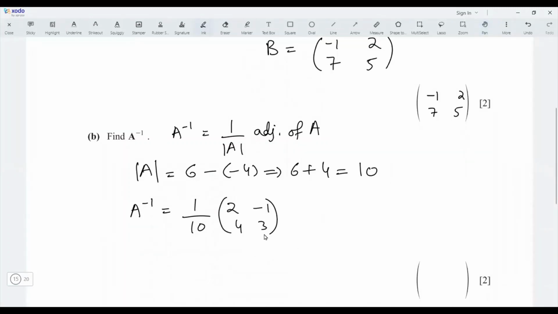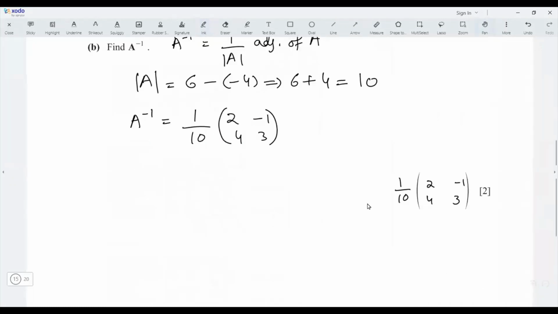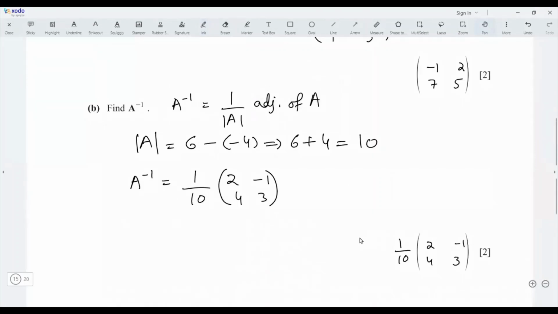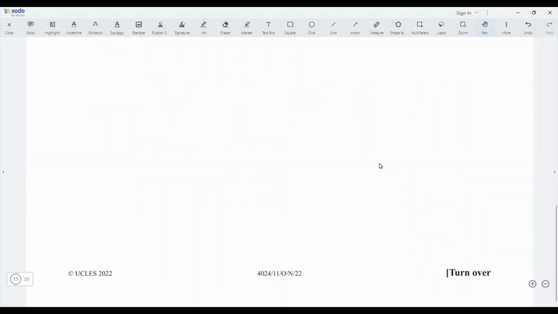So this is a simplified answer. No need to divide each and every number for the inverse. If the determinant is written like this, it will be fine. So we can write down 1 by 10 here, and 2, minus 1, 4, and 3. It will be fine. So I hope you understand all of this till now. Going to the next question.